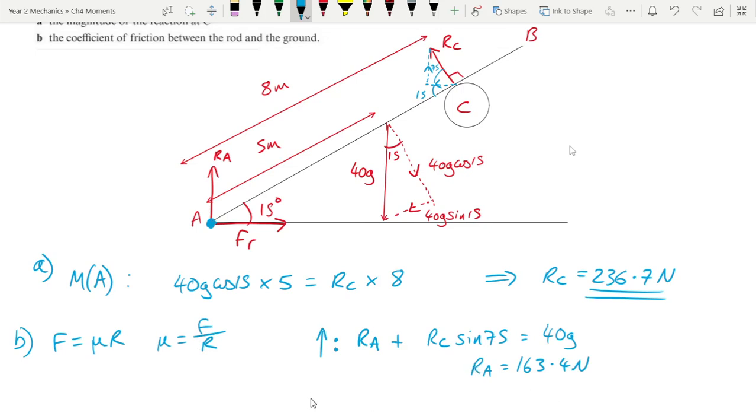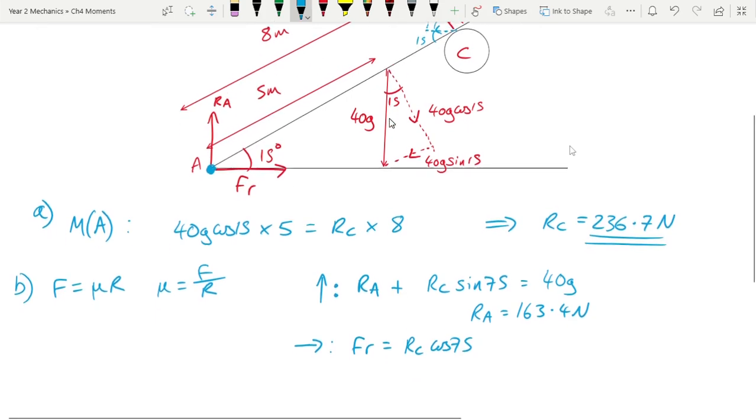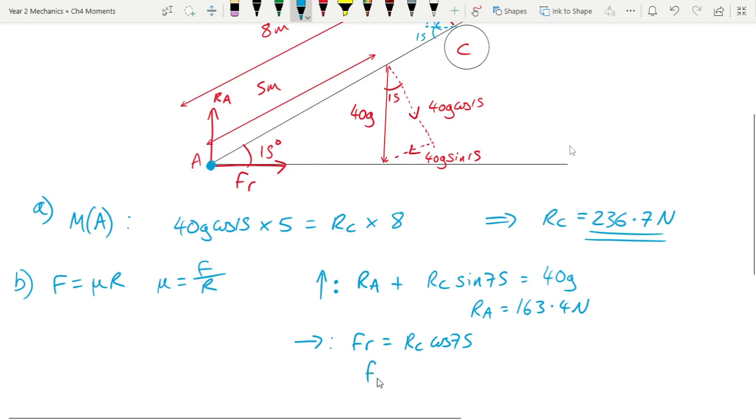Now what I'm going to do is do the same thing but horizontally. So forces to the right. So I've got FR. Now 40g, that's purely vertical, so it doesn't even have a horizontal component, so I don't need to worry about this. But I do need to worry about this horizontal component here, which is going to be RC cos 75. Okay, and this one's to the right, this one's to the left, so they must be the same. And I know what RC is, so I can work out FR, and it's 61.3 newtons.